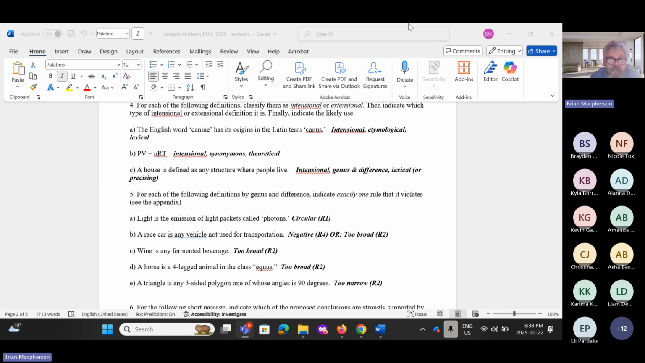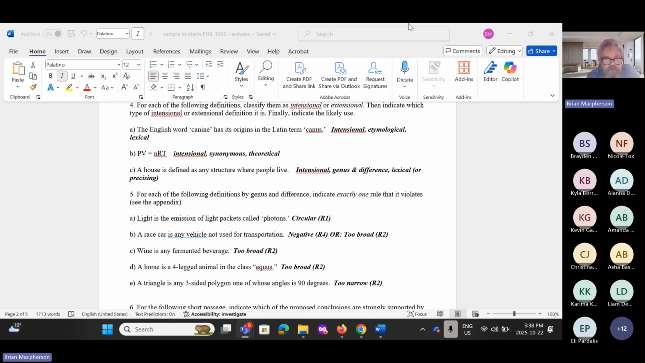Okay. And then what I'll also do on the midterm is I'll give you 5 little mini definitions like we have here, and just ask you to tell me what the problem is with it, right? So if you look at 5A, light is the emission of light packets called photons, all right? Notice that light occurs in the definition itself, but that's the term I'm trying to define. So the definition is circular, right?